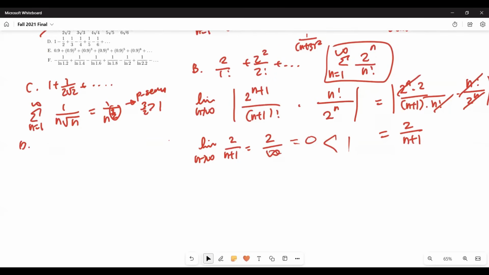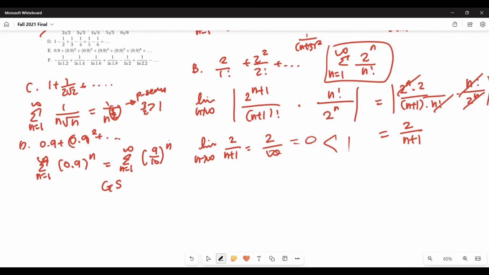Okay, D, let's try it. 0.9 plus 0.9 squared, and so on. So this is the sum from n equals 1 to infinity of 0.9 to the nth power, which is the same as 9 over 10 to the nth power, and this is by the geometric series test.